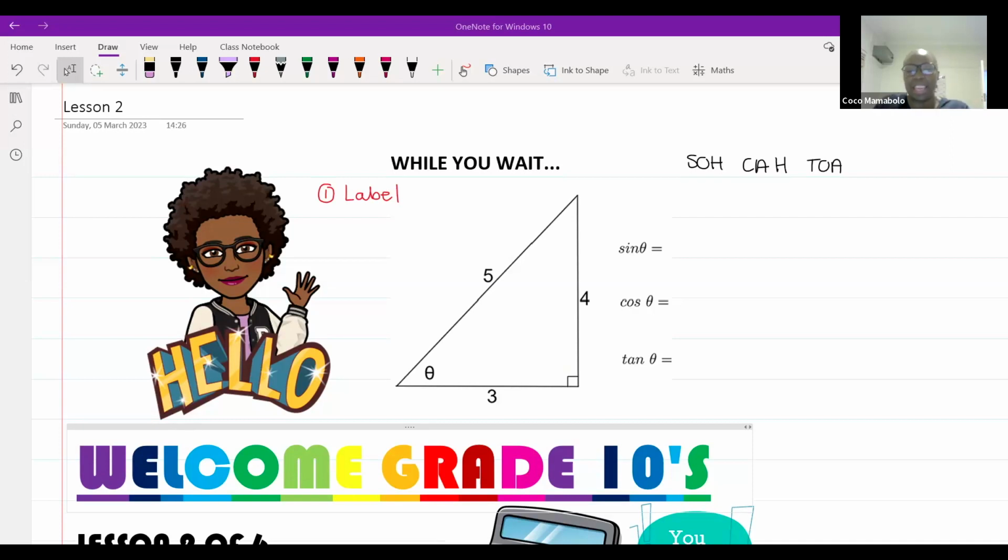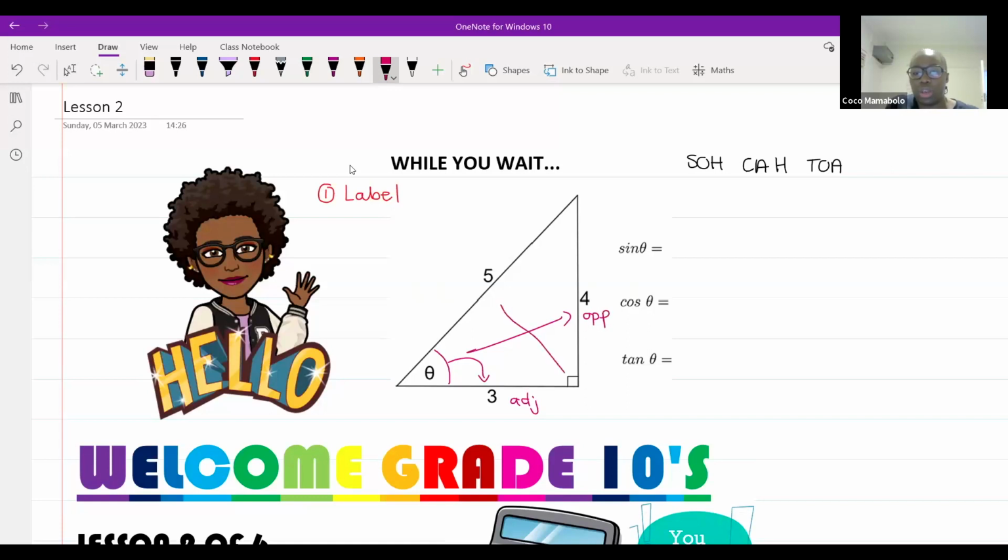All right, peeps, let's have a look at these questions real quick. These are probably easy, especially if we know exactly how we're labeling. This is our angle theta, so I know that the side right next to it is the adjacent side. Where the 4 is over here, that's the furthest away from it, so this is my opposite side.